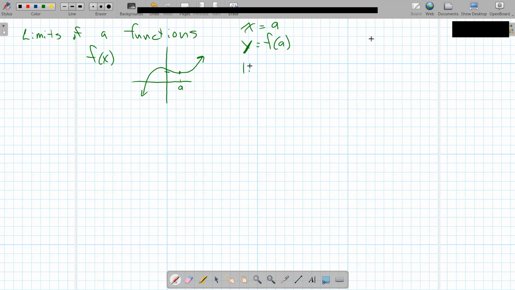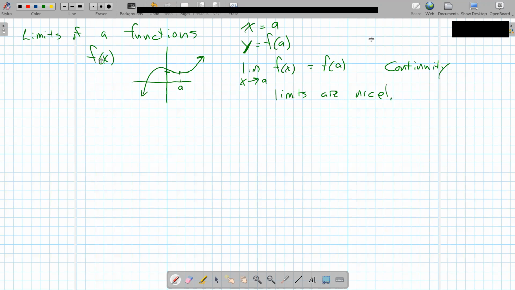And the idea is that the limit as x approaches a of f of x is often just the function value. This property right here is an idea called continuity that we'll talk about in the next section. And it's just that limits are nice, mostly. But every once in a while, limits aren't nice.